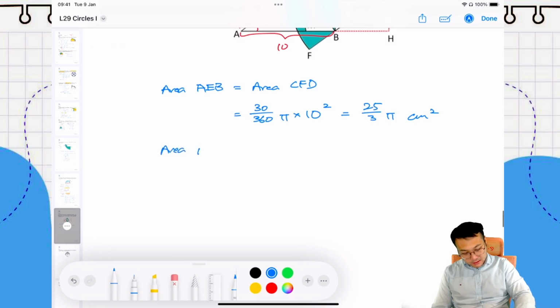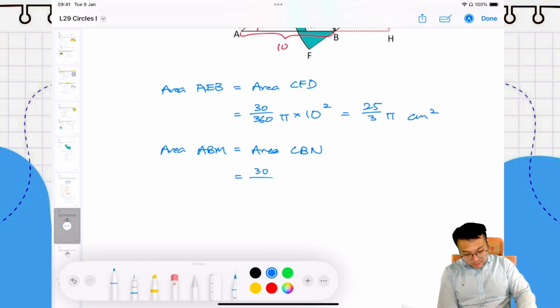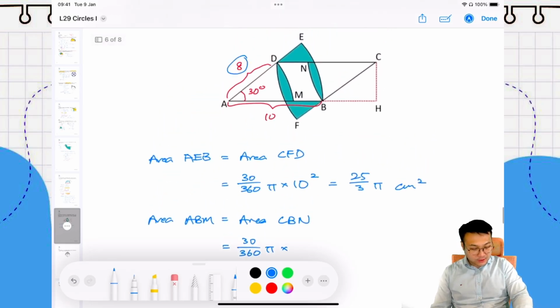Area ABM and area CBN have the same area, which is 30 degrees out of 360 times pi times the radius. What is the radius? Now it is shorter. It is 8. Can you see that it's part of a smaller circle? So the radius is 8.